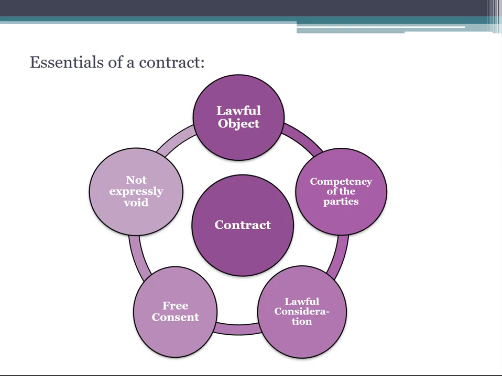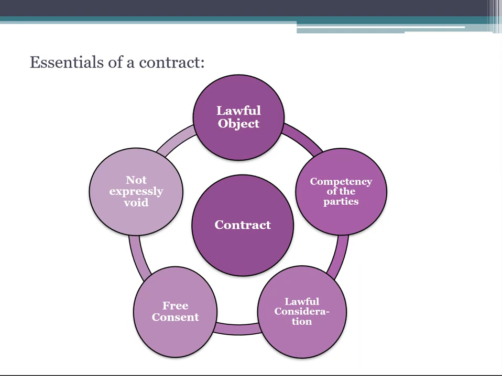Now, let us briefly deal with the essentials of a contract. A contract is supposed to have a lawful object. You might have all the other essentials, but if the object or subject matter of your contract itself is unlawful, your contract won't be a valid contract. Competency of the parties is yet another factor. The parties involved in the contract have to be competent enough to enter into it. To give you an example, a minor or a person of unsound mind is not competent to enter a contract. They are incompetent parties, owing to which, if one of them is a party to a contract, that contract won't be valid. Similarly, lawful consideration is another factor. The consideration involved has to be lawful. It cannot be unlawful. If that is the case, your contract will not be a valid contract.